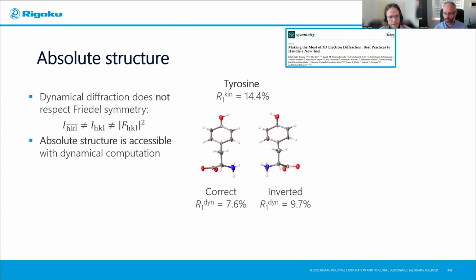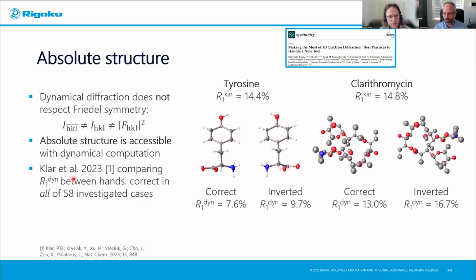And then there was this seminal work by Clabbers et al., in the group of Lukas Palatinus, and they investigated 58 cases of chiral molecules, and just comparing R values gave you the correct one for all of those cases. Here you see an example from a paper that we did on a common antibiotic, and it also worked nicely.